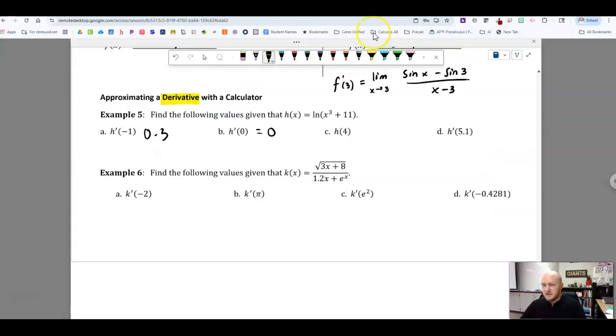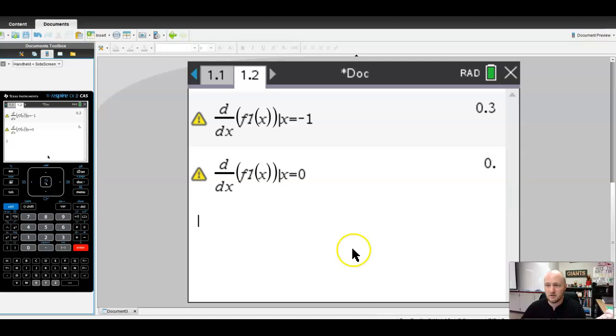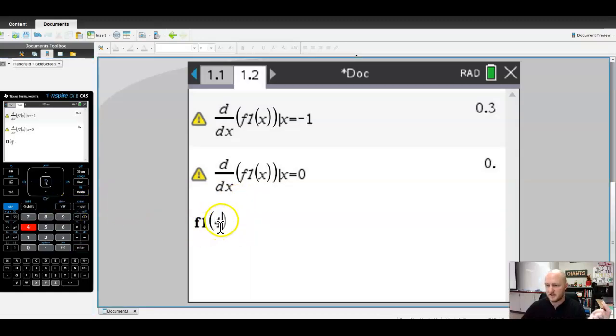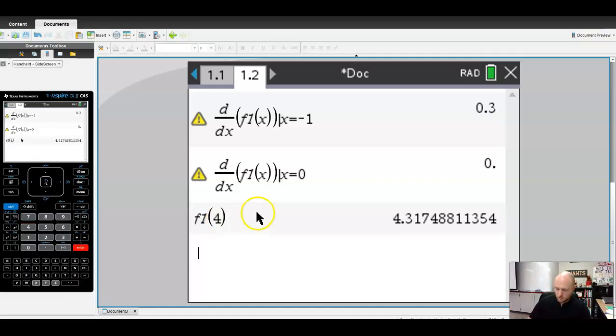Okay. Next part, C. What's h of 4? Pay attention to notation. They're trying to catch you off here. This is h prime. This is h of 4. They just want the function value at 4. So I'm just going to go VAR. Here's my function. And I want it evaluated at 4. So we get that value, 4.317. Okay. And then lastly, we have h prime of 5.1.